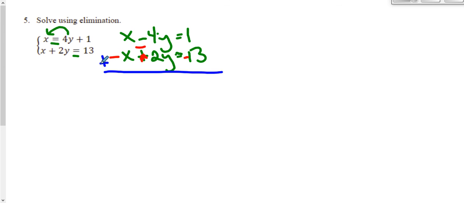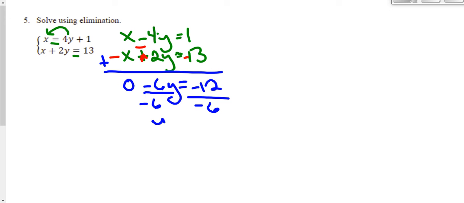So my positive x and my negative x combine to 0, which I need to happen in this elimination step. Negative 4y and negative 2y combine to negative 6y. And after my equal sign, I have 1 minus 13, which is negative 12. Now I have an equation with only y in it, and I can go ahead and solve for y. We're going to do that by dividing both sides by negative 6, which tells me that y is going to be the number positive 2.